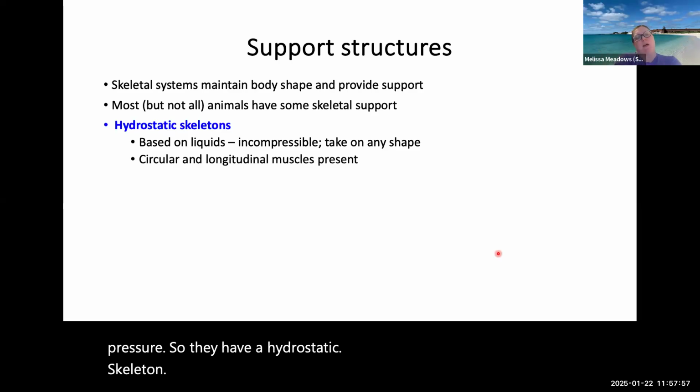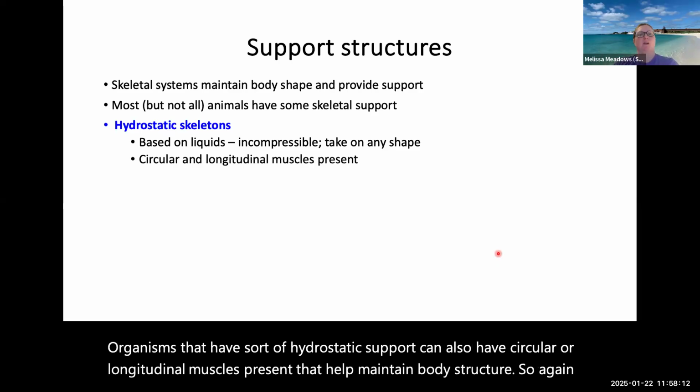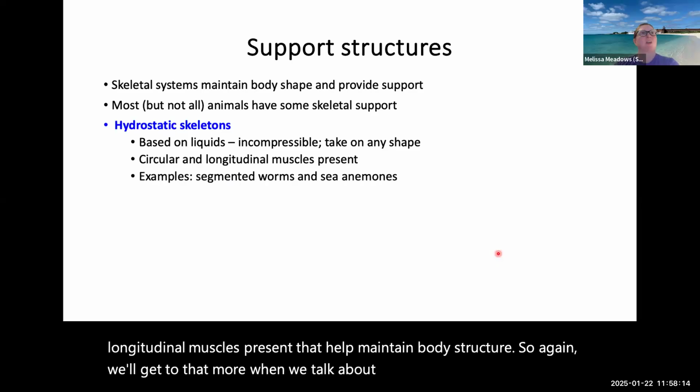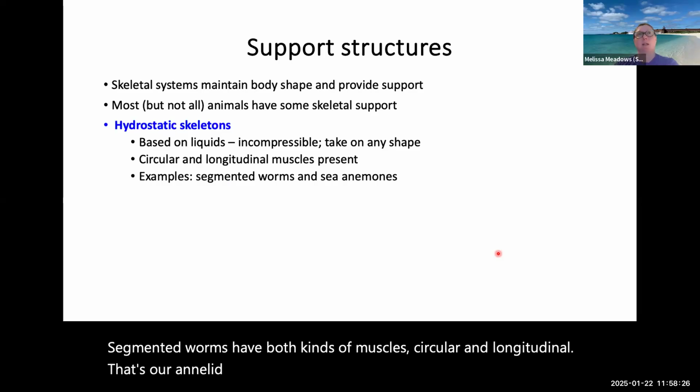Organisms that have hydrostatic support can also have circular and or longitudinal muscles present that help maintain body structure. So again, we'll get to that more when we talk about various worms. Segmented worms have both kinds of muscles, circular and longitudinal. That's our annelid worms. Sea anemones also have musculature that help maintain their shape.